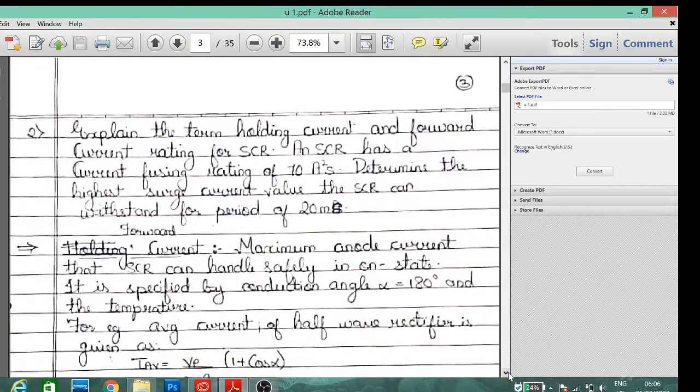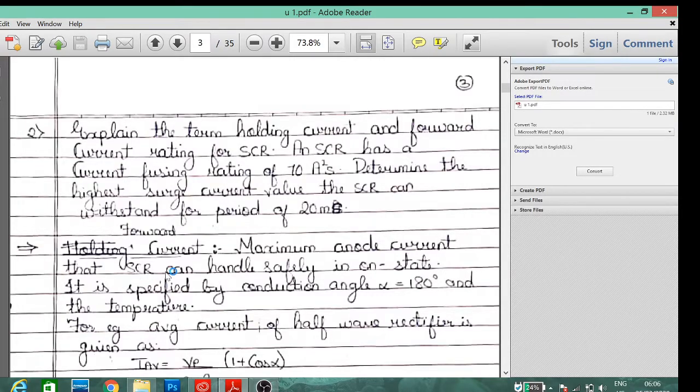Next question we have: explain the term holding current and forward current rating for SCR. An SCR has a current fusing rating given as 70 ampere square second. Determine the highest surge current value an SCR can withstand for a period of 20 milliseconds. Now, holding current is the maximum anode current that the SCR can handle safely in the on state. That explanation and definition is written over here.